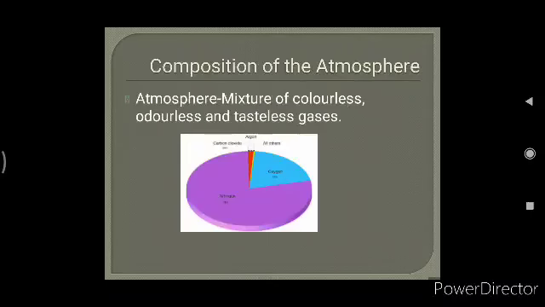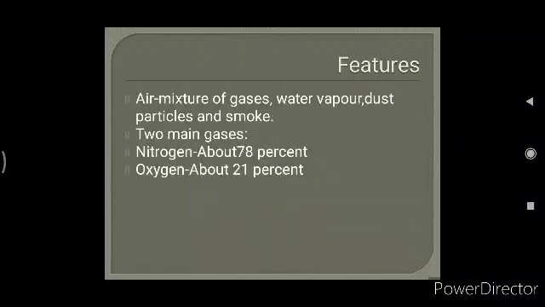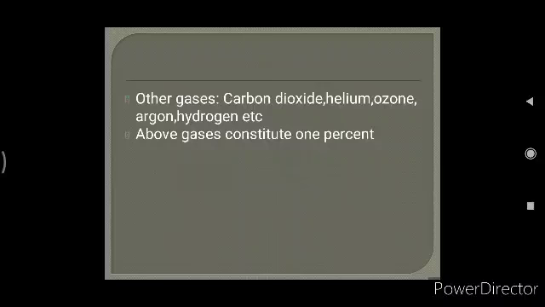If you see this diagram, a pie chart, it shows the percentage of the gases in the atmosphere. You can see this purple color, that is nitrogen, the main gas present, which constitutes 78%. Then in blue color you can see oxygen, which is 21%. Then in red you can see argon, carbon dioxide, and then in yellow all others. So these are the basic composition of the gases present in the atmosphere.